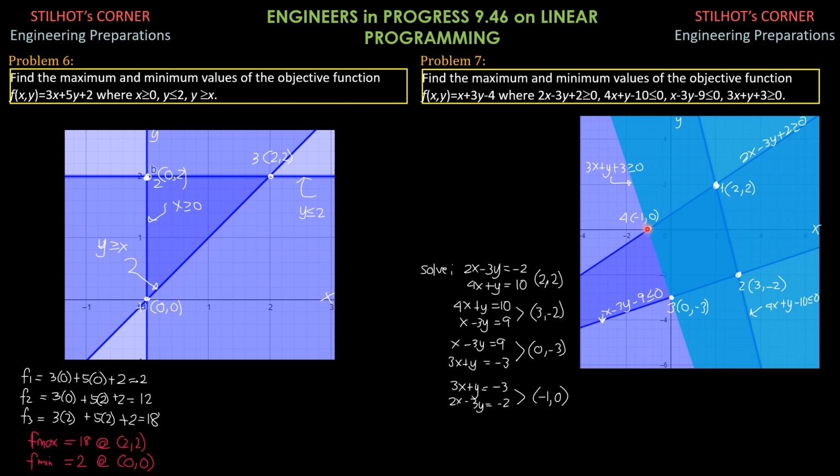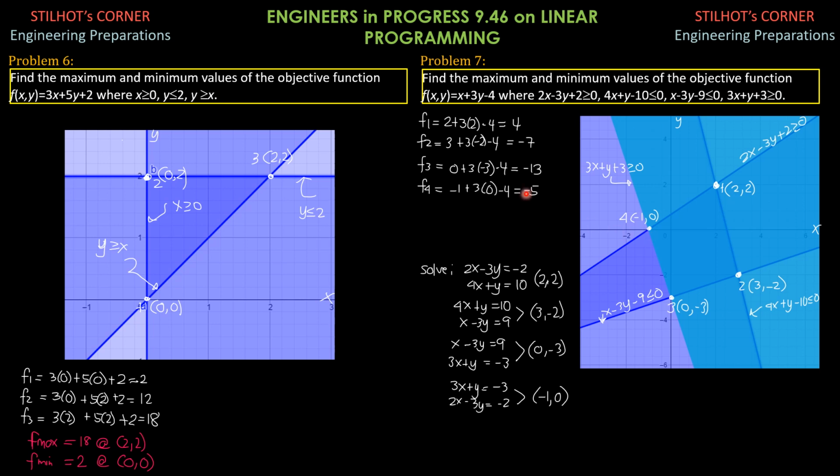We then evaluate the objective function at these 4 points beginning with 2, comma, 2. So f1 is 2 plus 3 times 2 minus 4. So f1 is 4. f2, which is this point here, is 3 plus 3 times negative 2 minus 4, negative 7. Then f3, 0 plus 3 times negative 3 minus 4 is negative 13. Then f4 is negative 1 plus 3 times 0 minus 4, so negative 5.